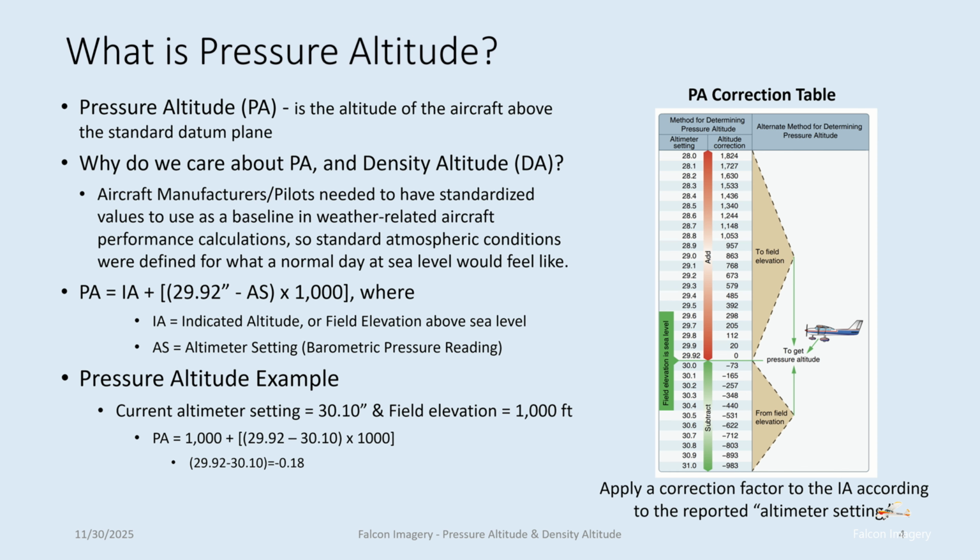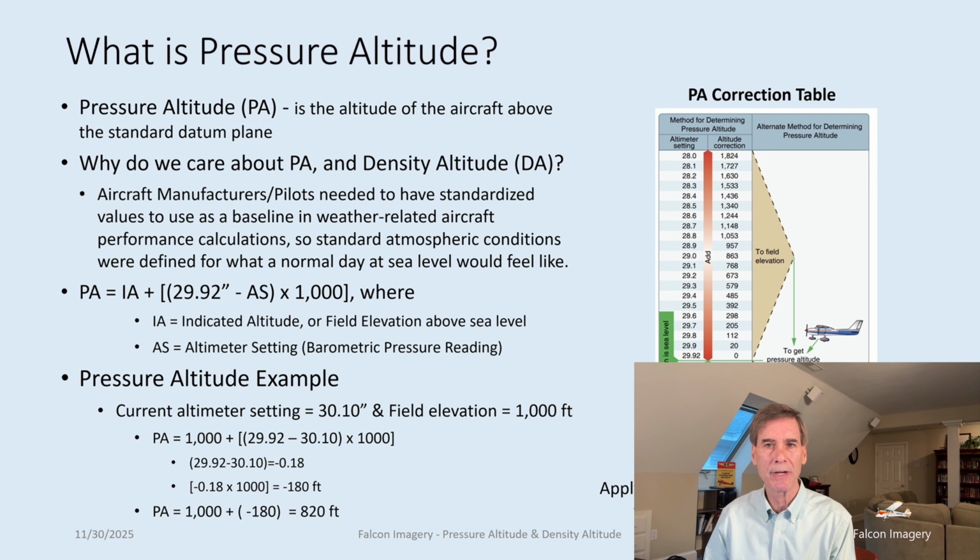We're making it negative because the barometric pressure that we measured or recorded showed that it was higher than 29.92 inches. So the air pressure is heavier, denser. So we're going to multiply that minus 0.18 times 1,000, we get a negative 180 feet. Now we take the 1,000 feet plus the negative 180 feet, and we have a pressure altitude of 820 feet.